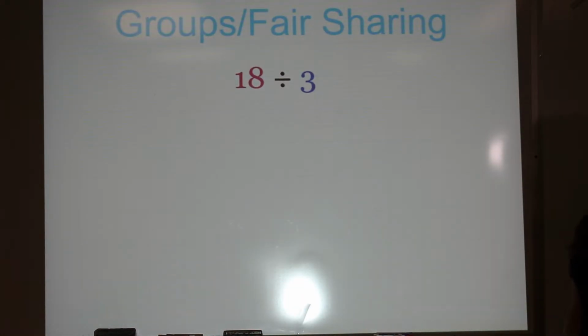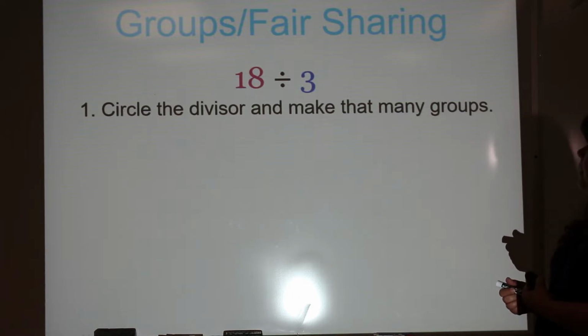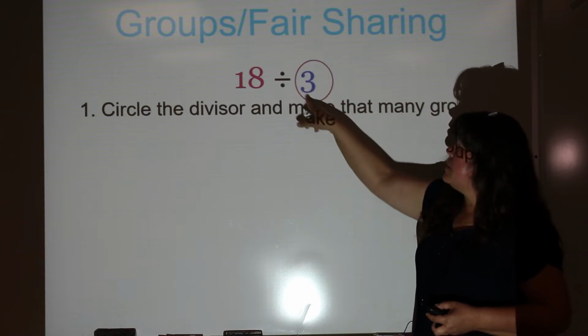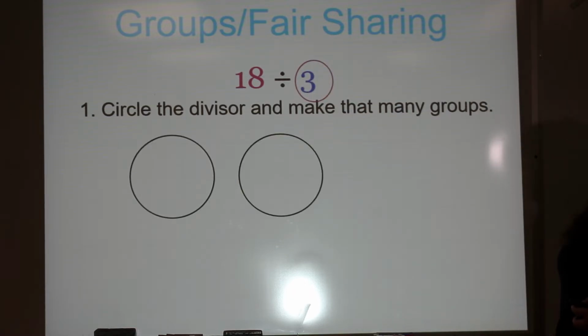Okay, groups of fair sharing is the next type of model we're going to talk about. So I have 18 divided by 3. First, we're going to circle the divisor and make that many groups. So we're circling our divisor, it's the 3, and we're going to make that many groups. 1, 2, 3. That easy.